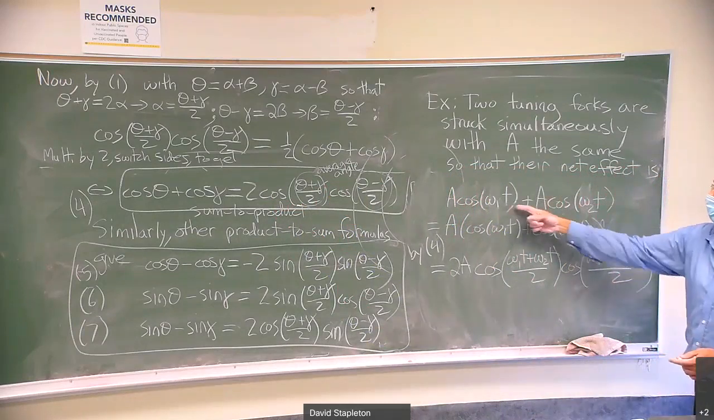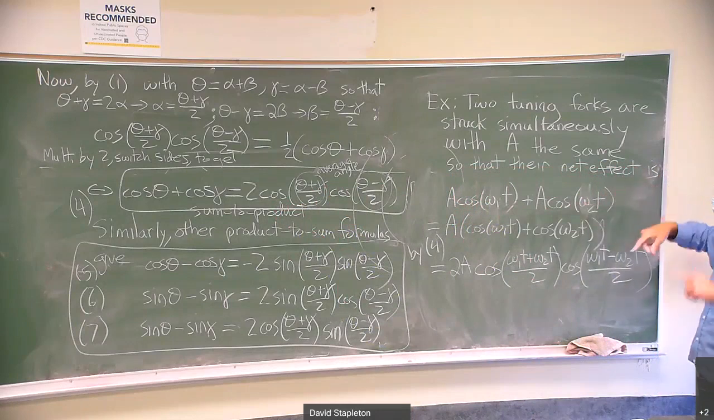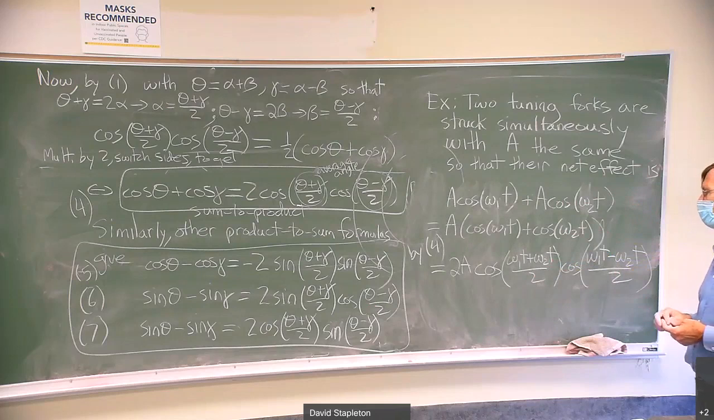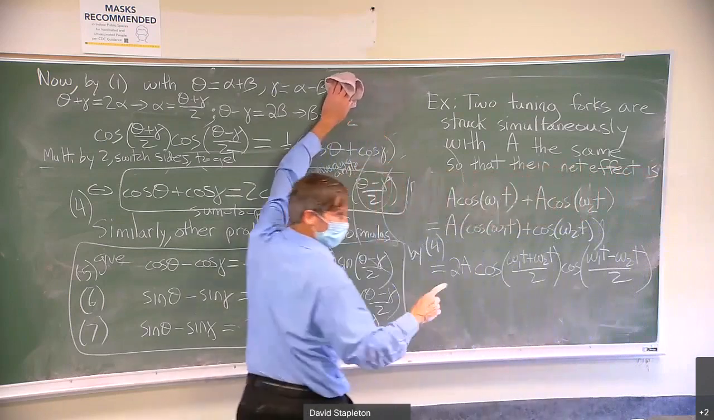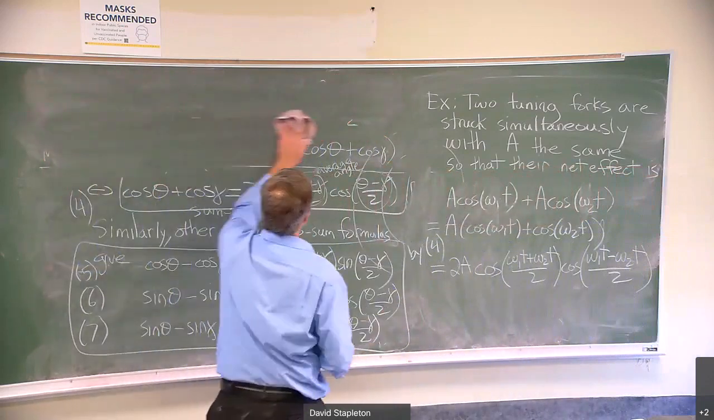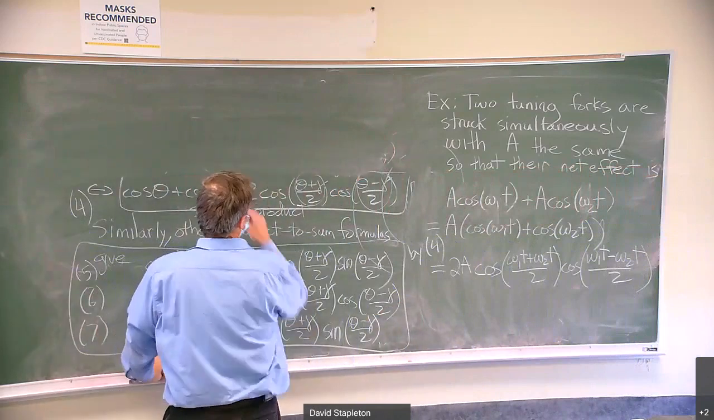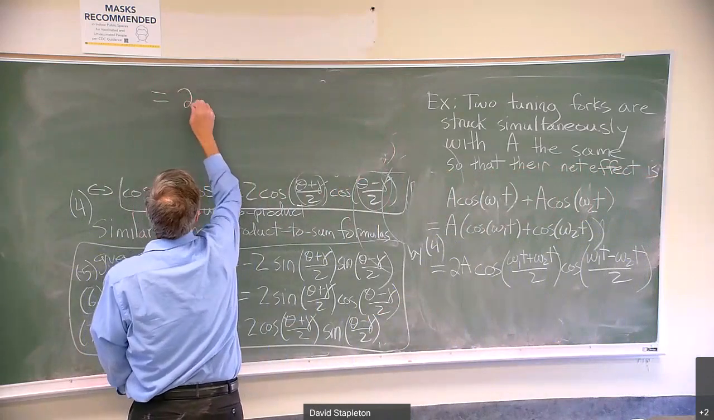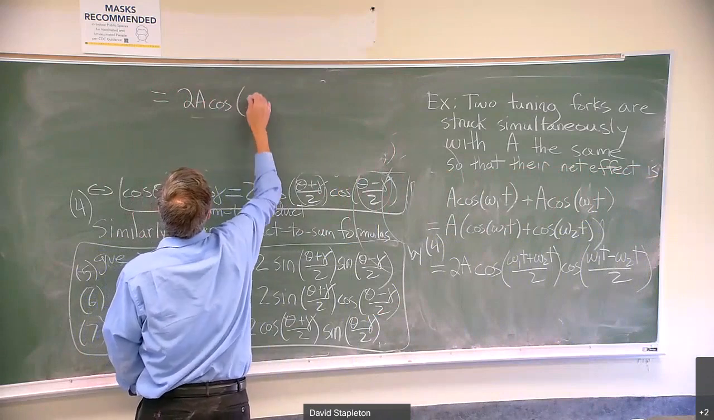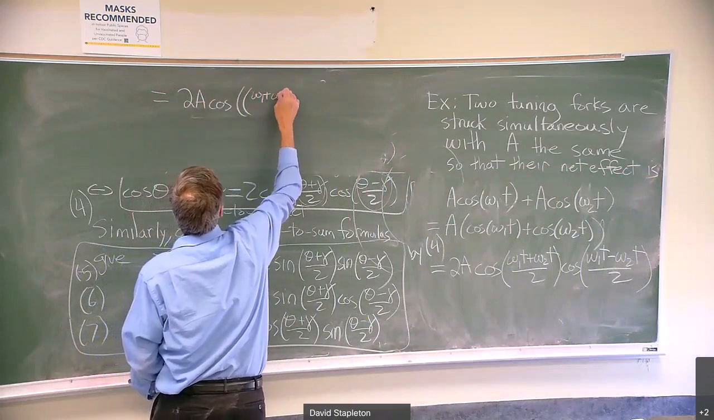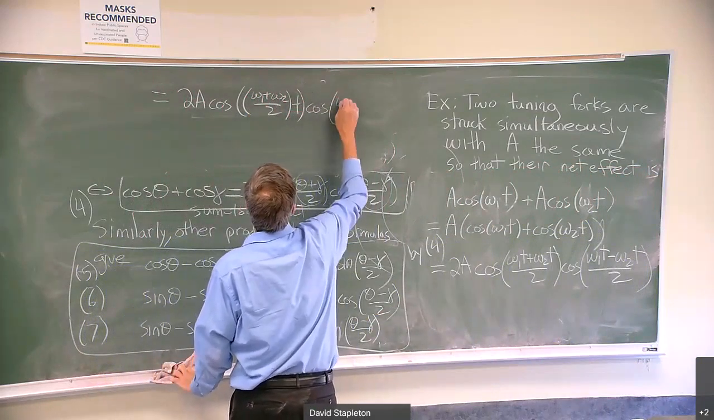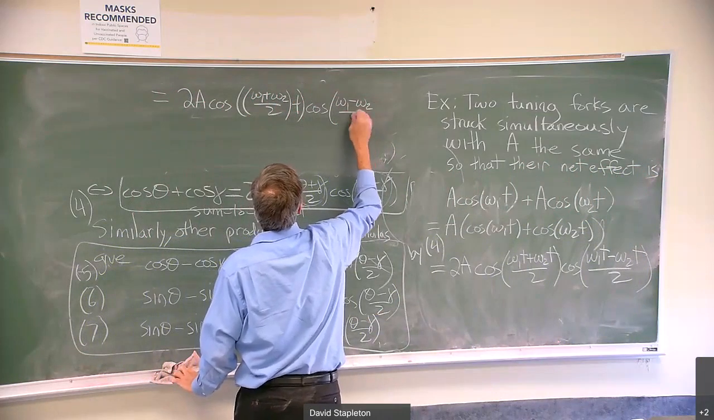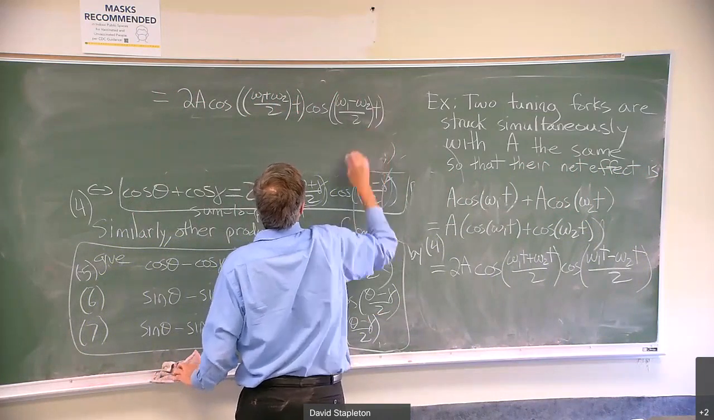So striking these things at the same time, as it sums their pressure variations, it also is equal to the product of these cosine functions. Well, now I can do something nice here and say this is actually equal to 2a times cosine of (omega 1 plus omega 2) over 2 t, times cosine of (omega 1 minus omega 2) over 2 t. Right? You can factor the t out of those.